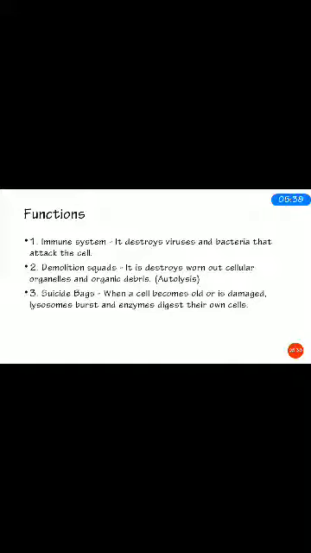It is also called a suicidal bag. Why? Because when a cell membrane is old or damaged, lysosome bursts and enzymes digest their own cells, as I just told you. And during starvation, lysosomes digest stored protein and fats. So how can we use the stored protein and fats? Obviously with the help of digesting it. So who is helping till that time when you are fasting or when you are not eating? In that case, lysosome is going to burst, and during starvation it is going to help you provide energy from stored proteins and fats.